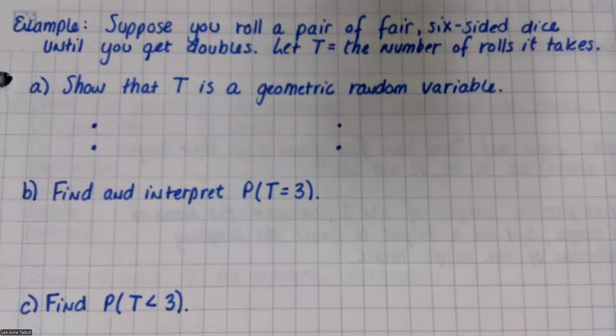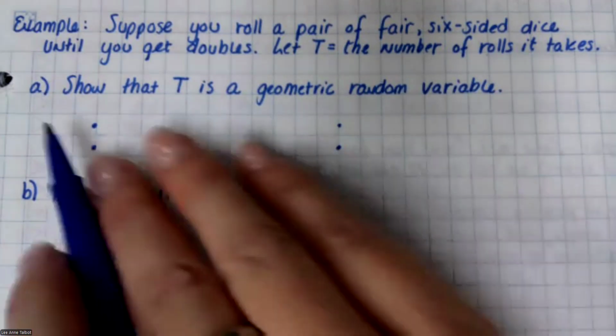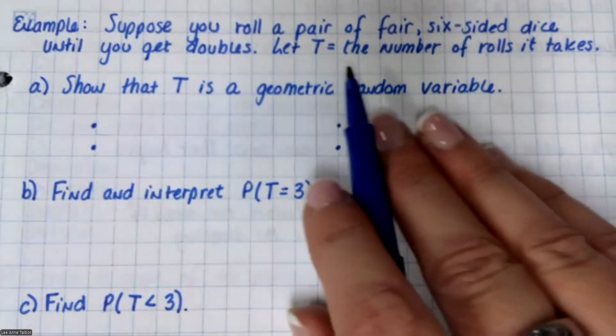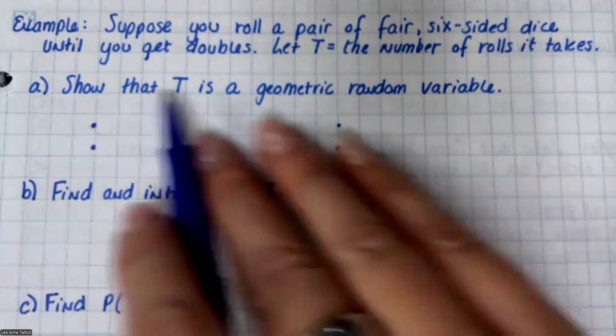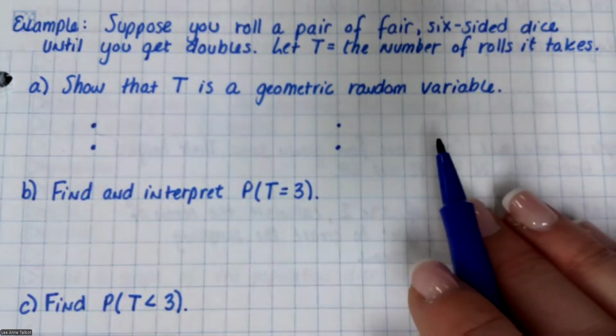Okay. Suppose you roll a fair six-sided dice until you get doubles. Let t equal the number of rolls it takes. Show that t is a geometric random variable.